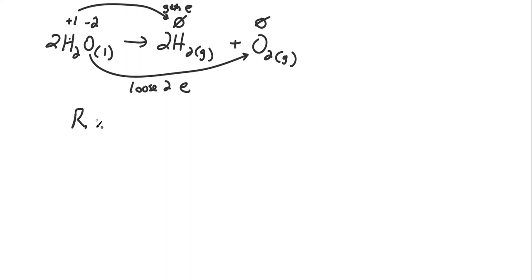What was reduced? Well, remember, reduced means gained electrons. So hydrogen gained electrons, so hydrogen was reduced. Oxygen. What happened to oxygen? Well, oxygen lost 2 electrons, so it was oxidized. Kind of funny, oxygen was oxidized by oxygen. But so this is a redox reaction.